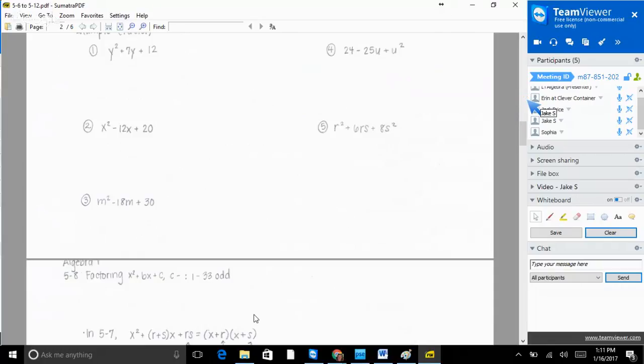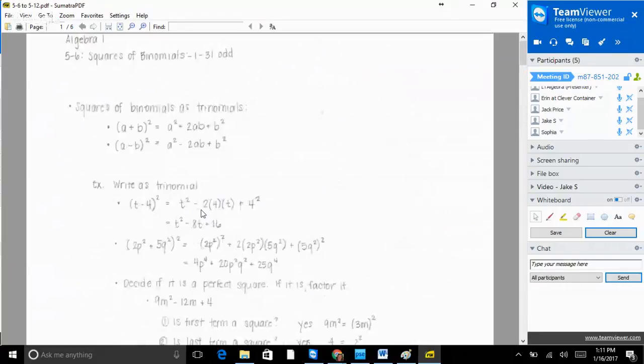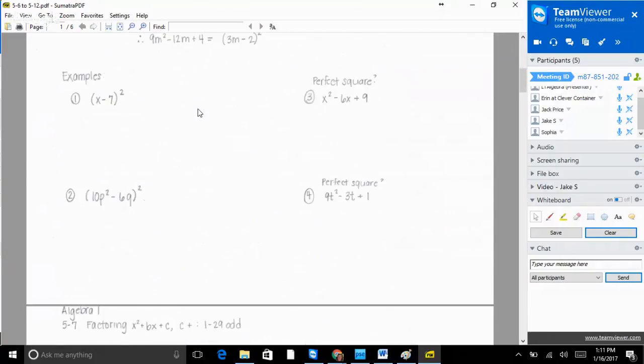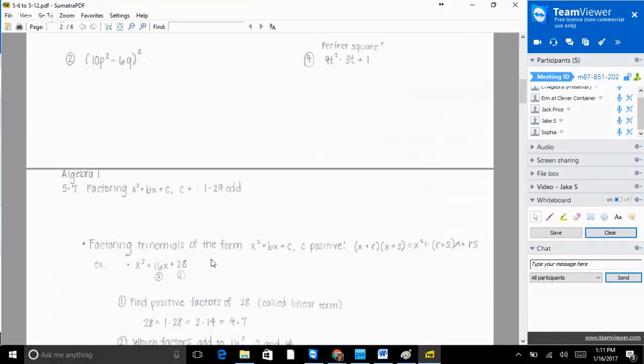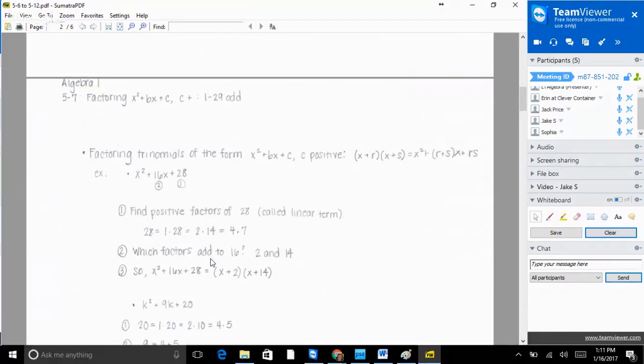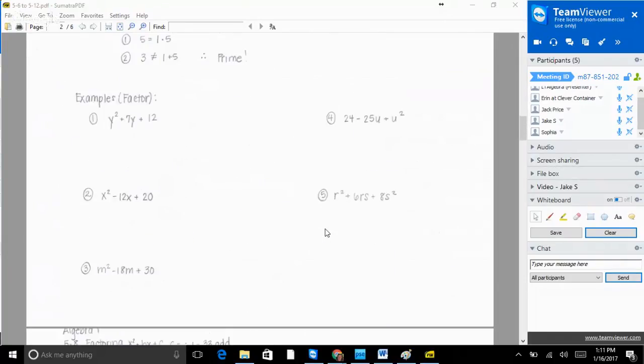Oh, like which problems to do? Yeah, so in 5-6, I want you to do 1 through 31 odd. And then 5-7, I want you to do 1 through 29 odd. It'll be done when we're done with chapter 4, so it'll be after next week. You don't have to turn it in Monday. You don't have to turn anything in on Monday.